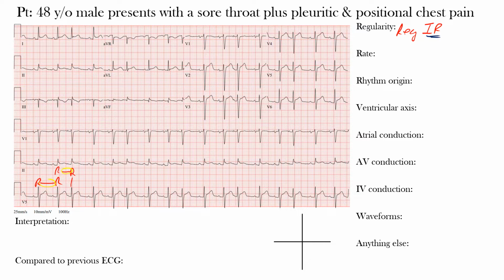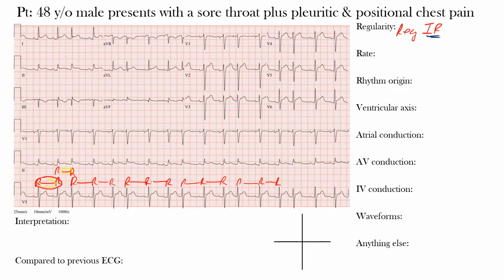And then we said we had to find out, is it irregularly irregular or regularly irregular? So we've said that it's regularly irregular, and that's because if you were to take these distances, this R to R interval, you'd see that it's the same as the one that follows. And then you'd see it's the same here. And it's actually the same between this one and this one. So you'd see that these are consistently the same R to R intervals.